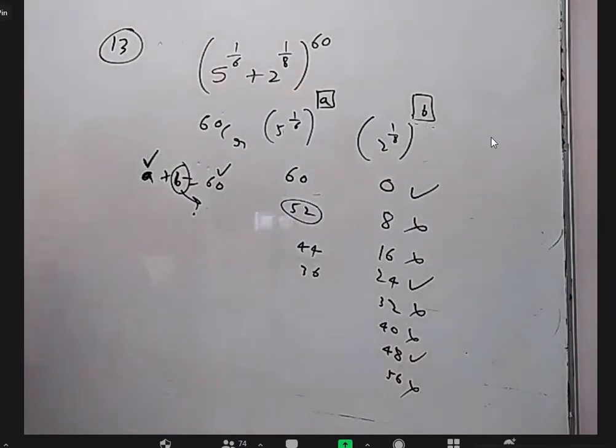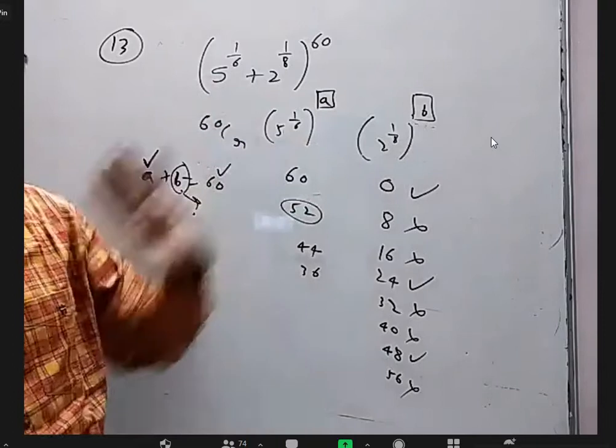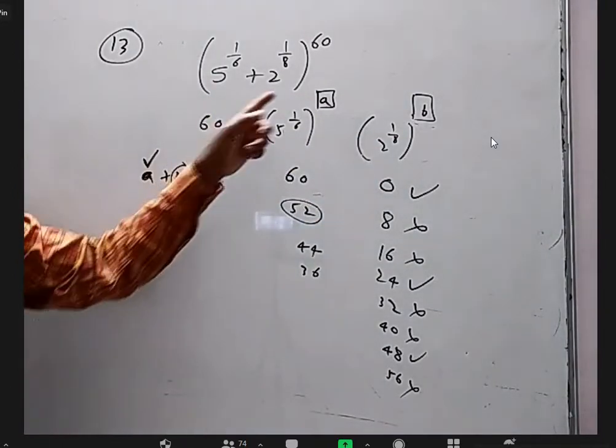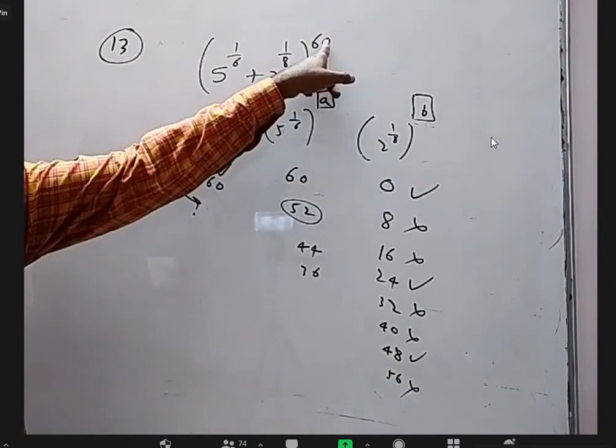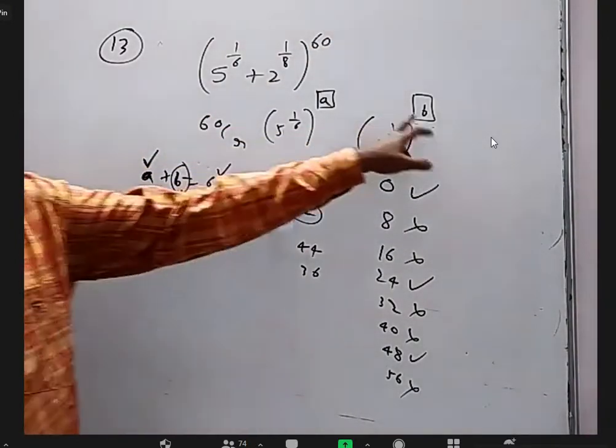24, LCM. 24 is the LCM of 8 and 6. If something is a multiple of A and B and C, it should be multiple of LCM of A, B, C. Like that, this should be multiple of 8 because the power of this should be multiple of 8, then only it will become rational. And this power should be multiple of 6. The total is multiple of 6, their difference is only this, so this should be multiple of 6. That's why this should be multiple of 24.